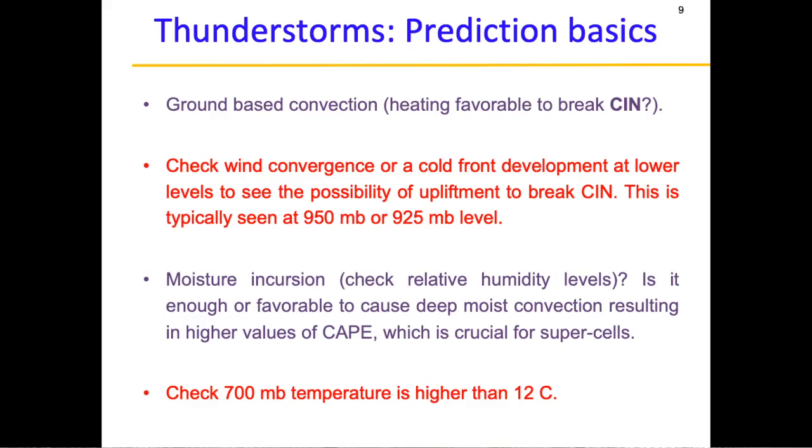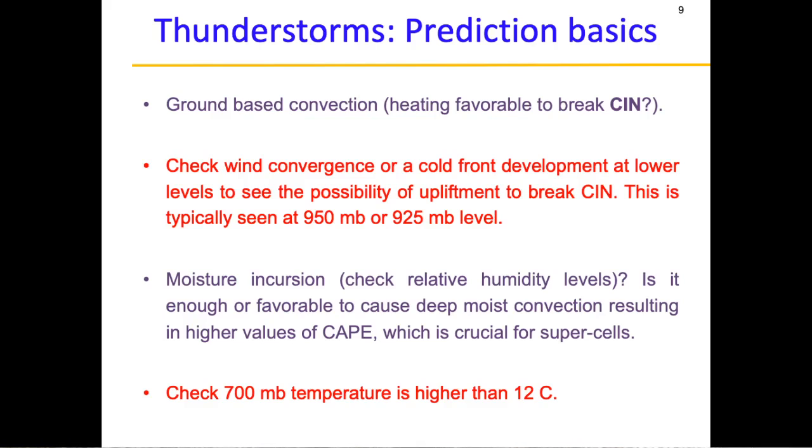Prediction is basically about ground-based convection. How much is the heating? Is it enough to break the CIN? That's very important. So we need to look at the parcel temperature and the temperature profile of the background, which is the atmosphere. If they are not conducive, then we have to check the wind convergence or a cold front development, or a possibility of a mid-level instability that will bring the cold air down, allowing for the CIN to break. And generally the CIN breaking level is seen at 950 or 925 millibar level, because if the CIN is very strong at these levels, then there is absolutely no possibility of thunderstorms to form.